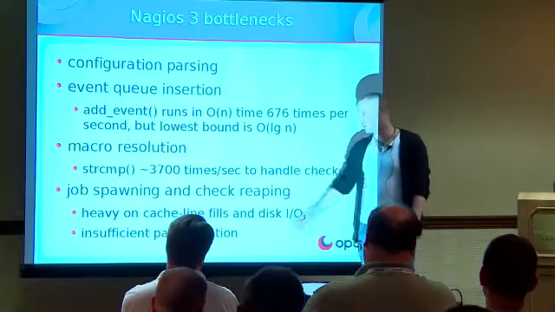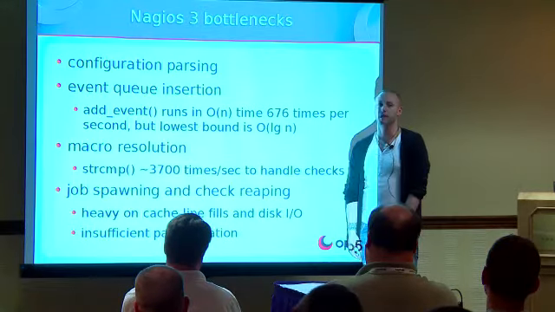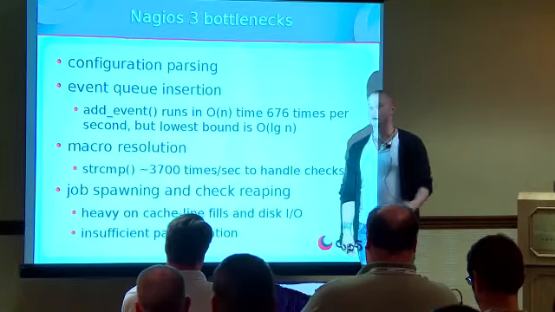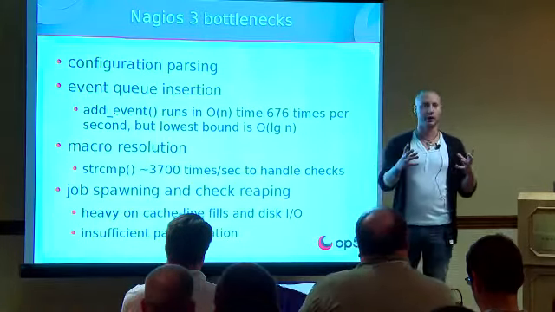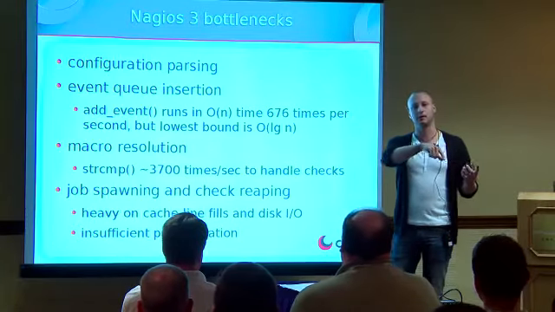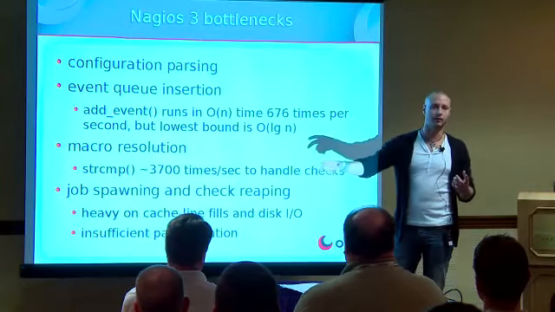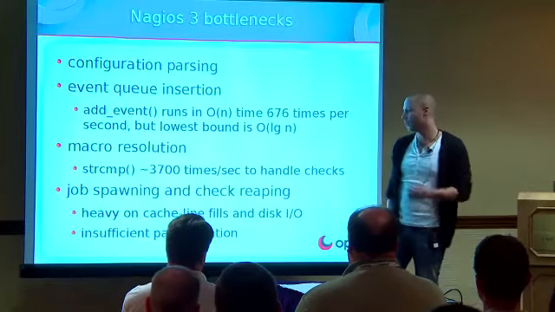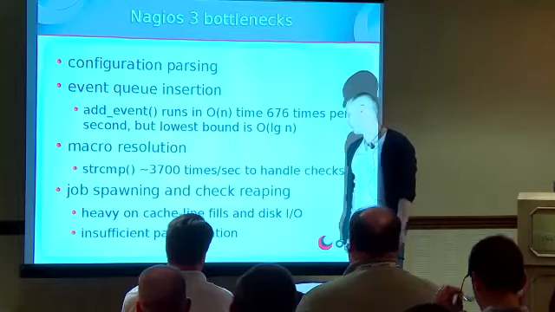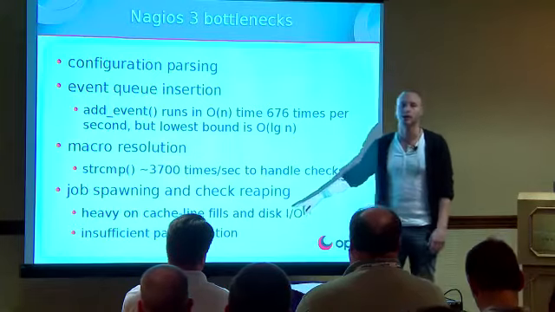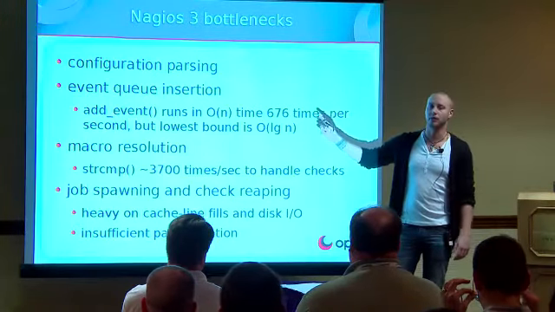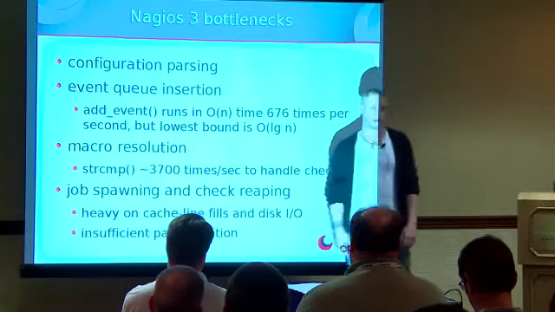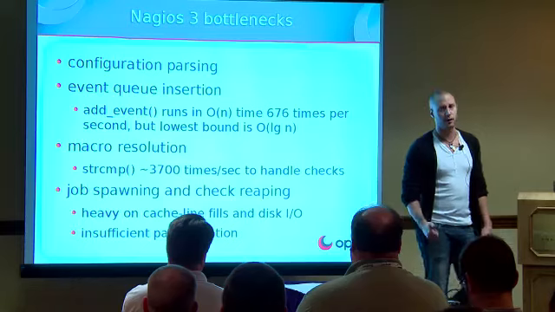The final one, job spawning and check reaping. It's very, very heavy on something called cache line fills, which means that the computer is trying to look something up in the really, really fast memory, notices that it isn't there, and then it fetches it from somewhere else that is a lot slower into the very, very fast memory, and then it looks it up again. That takes time. Also very heavy on disk I/O, and as I showed you before, disk I/O kills us immediately. It also lacked a bit from insufficient parallelization because only one check could be spawned at one time.